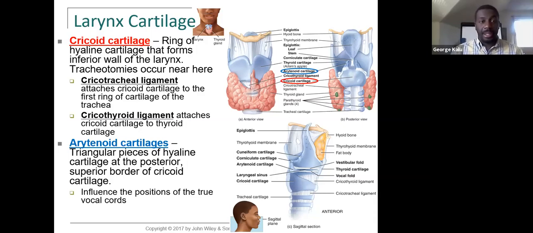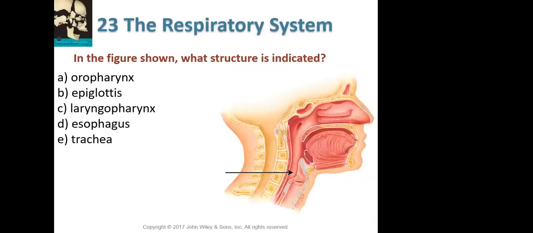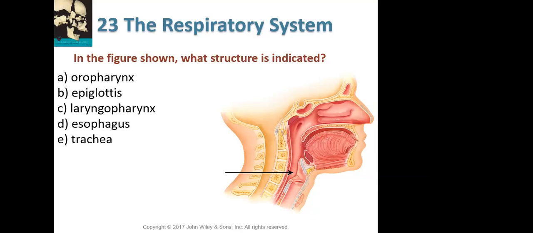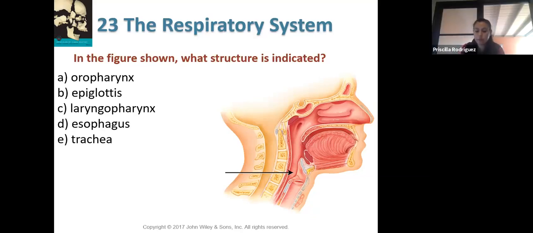Okay, so question here. In the figure shown, what structure is indicated? Are we looking at the oropharynx, the epiglottis, the laryngopharynx, the esophagus, or the trachea? See the laryngopharynx. Laryngopharynx. Yeah. Right, this would be the laryngopharynx.